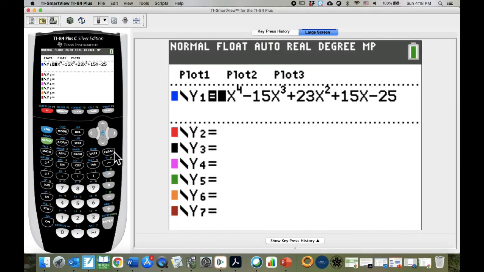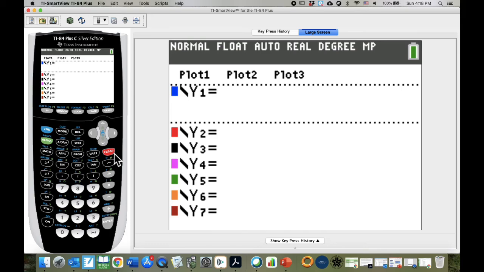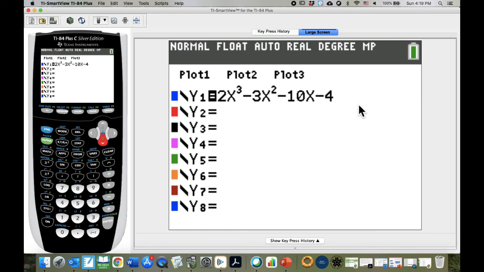So I'm going to clear out the equation I had before. And if you don't know how to do the exponents, it's this number above the division bar, that caret, and that gives you up and then 3. And then you have to arrow off of the caret and minus 3x squared. And remember, minus is different from negative, so it's minus 3x squared. And there's an x squared there right by the 7. Minus 10x. Okay, so I have mine entered into my calculator.